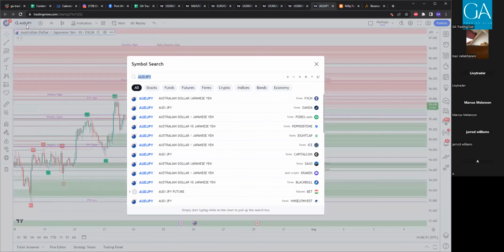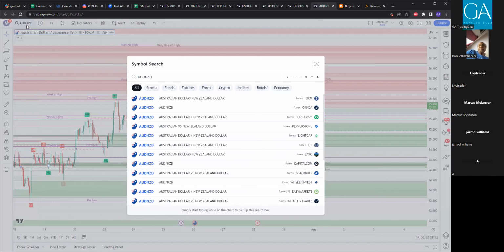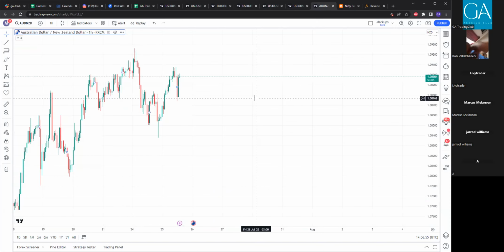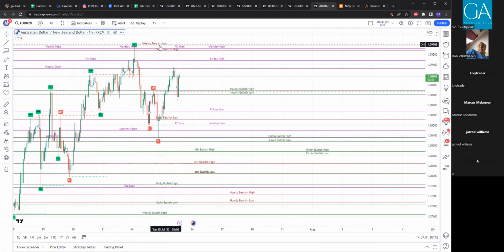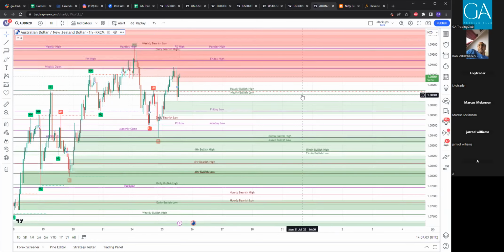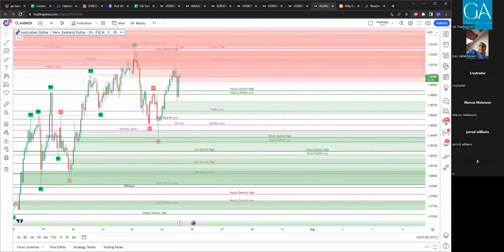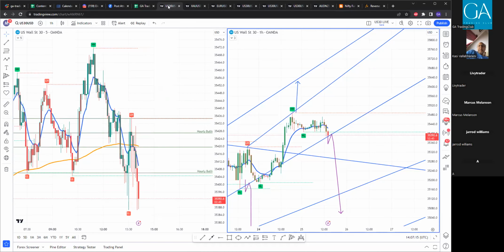The other one I noticed yesterday, AUD NZD. AUD NZD is another one, and you can also use this for swing trading. AUD NZD is at a daily, weekly bearish low and daily bearish high. So I do expect AUD NZD to push down. But that's just my analysis. So you can use both the zones indicator and the markups indicator to give you a sense of where price is going.